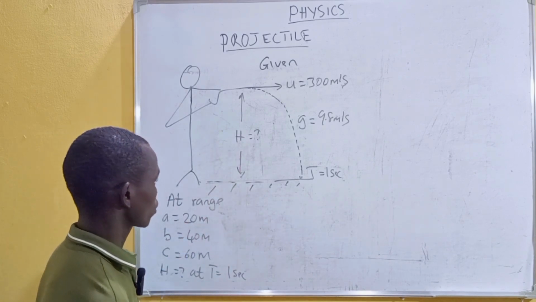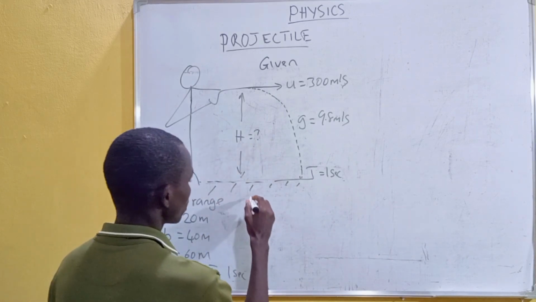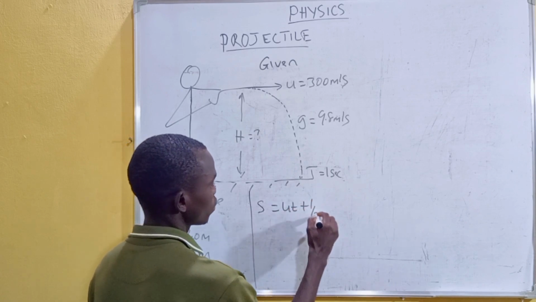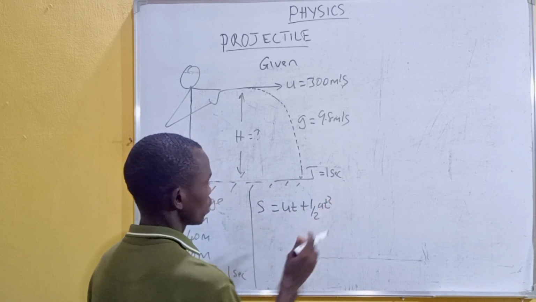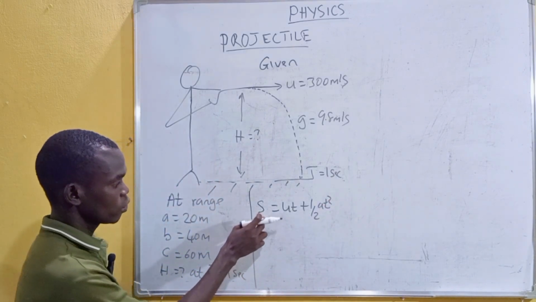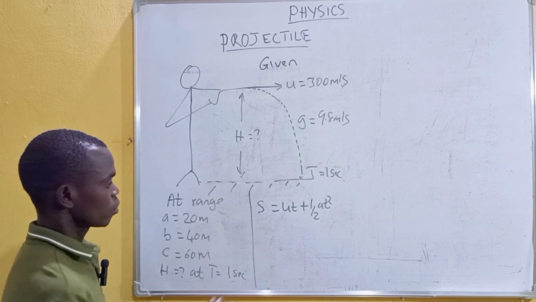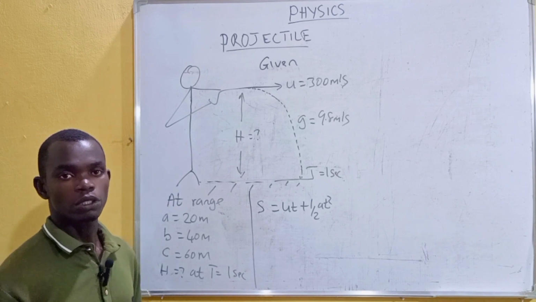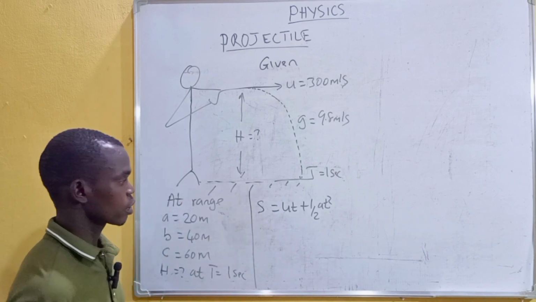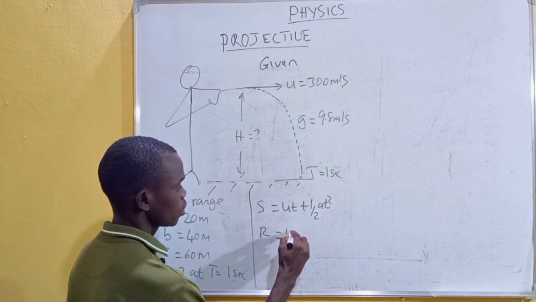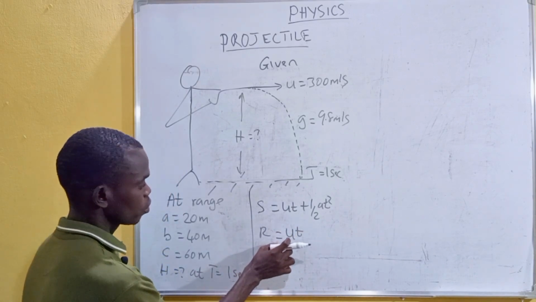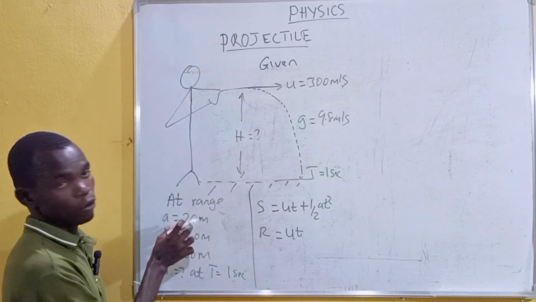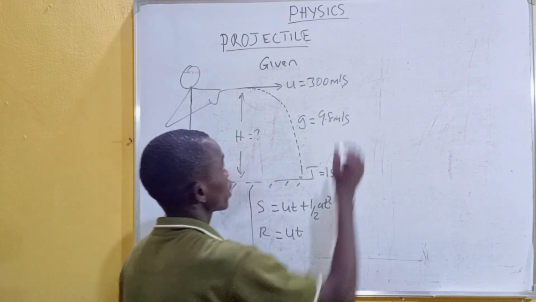So for the height, we will use the equation of motion, which says that S is equal to ut plus 1 over 2 at squared. And we can also use this to calculate the range. But for range, we know that the horizontal acceleration is equal to 0 since the velocity is constant. So range will now be ut. This is what we use to calculate the time before we can find the height.